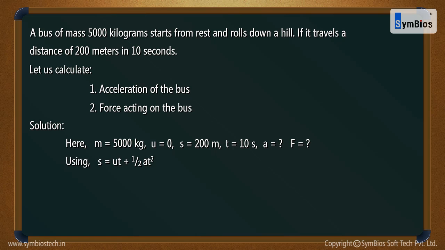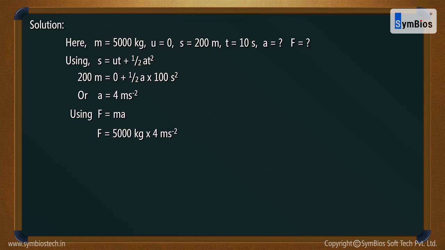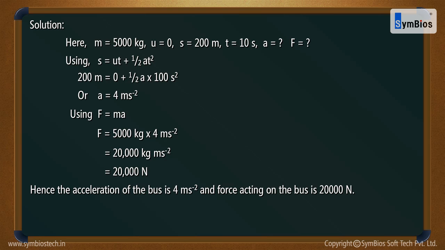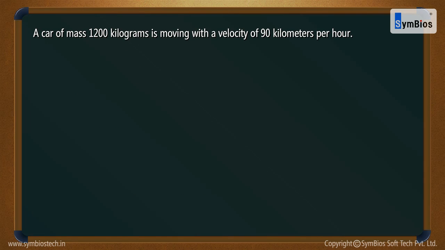Using s is equal to ut plus half at squared, we get 200 meters is equal to 0 plus half a into 100 seconds squared, or a is equal to 4 meters per second squared. Using F is equal to ma, we get F is equal to 5000 kg into 4 meters per second squared, which is equal to 20,000 kg meter per second squared, which is equal to 20,000 Newton. Hence, the acceleration of the bus is 4 meters per second squared and the force acting on the bus is 20,000 Newton.